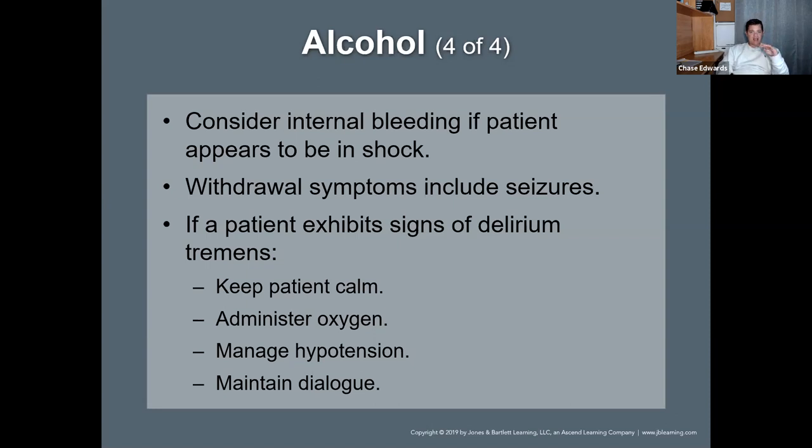Administer high concentration of supplemental oxygen and assist with ventilations as needed. You're going to establish vascular access. Check the patient's blood glucose and treat hypoglycemia if it's found. And transport the patient to an appropriate facility.